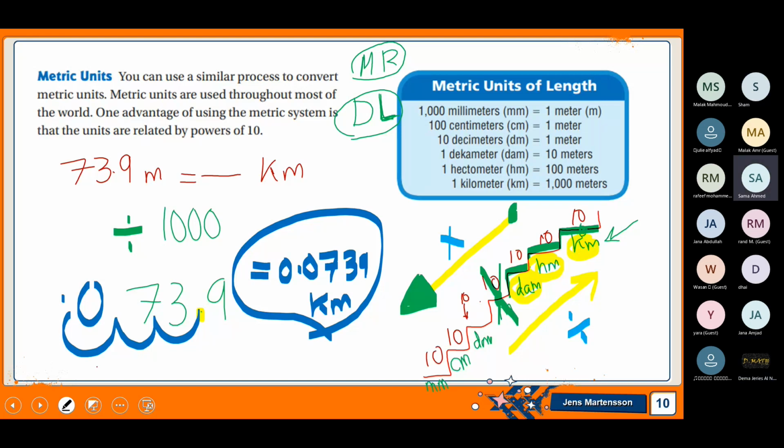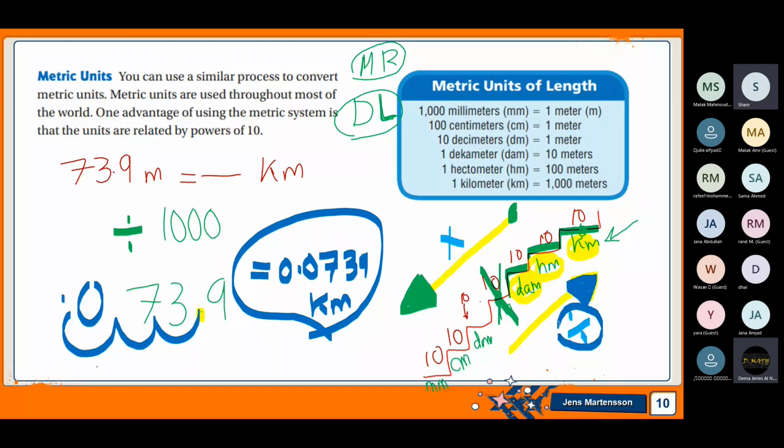Teacher, why did we divide it by 1,000? Because you are on meter, you want to go to the kilometer. So if you are on meter, you want to visit the kilometer. Do you have to go upstairs or downstairs? Upstairs. When you go upstairs, you have to divide.